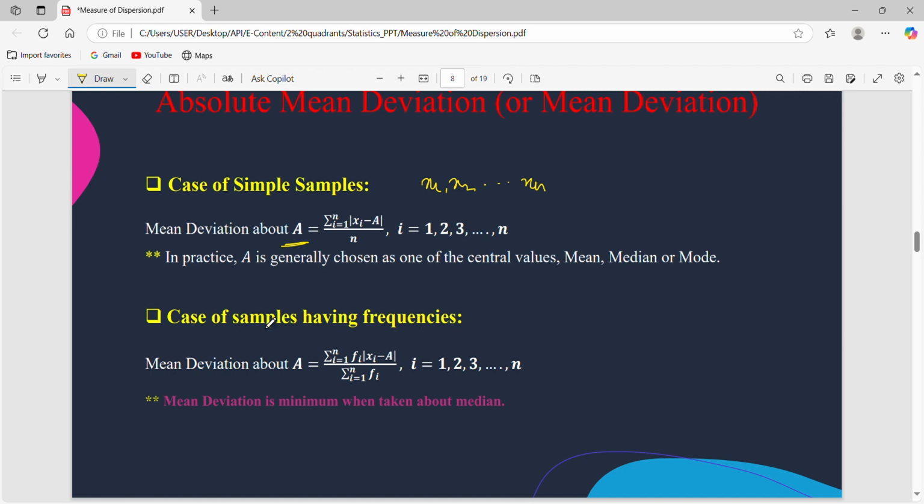In case of a sample having frequencies, just see here, add only the frequency corresponding to all the observations. Same thing, the mean deviation about A formula is the sum from i equal to 1 to n of fi times |xi minus a|, divided by the sum of fi. Also we can write capital N because we know that the sum of frequency and capital N are the same. So mean deviation is minimum when taken about the median.